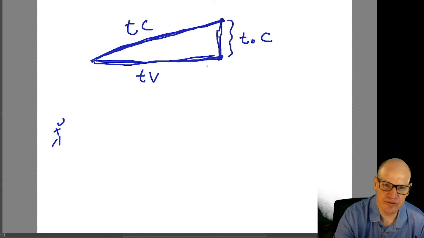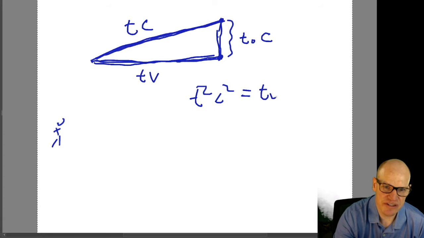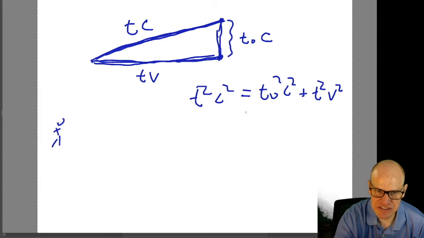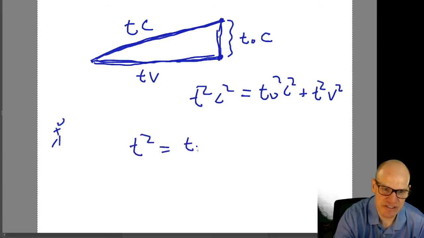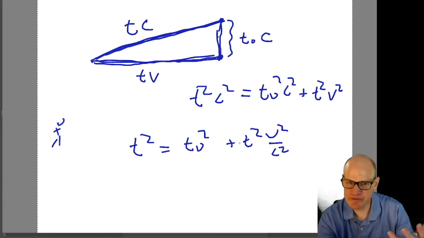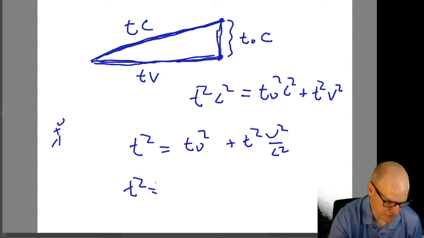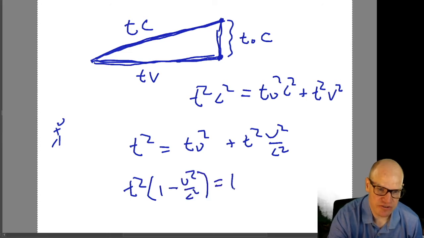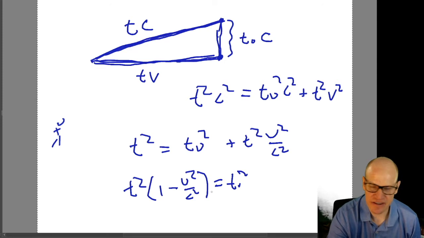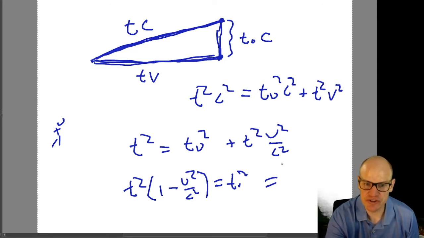Okay, so now I can do my Pythagorean theorem. t squared c squared equals t naught squared c squared plus t squared v squared, like this. I can divide by c squared. I get t squared equals t naught squared plus t squared v squared over c squared. That's what I had on my previous one. I move this over to the other side. I factor out. I get t squared times 1 minus v squared over c squared equals t naught squared. Okay, and then I take the square roots and I set c equal to 1, and I get what I showed you the first time, which was that t is equal to gamma t naught.